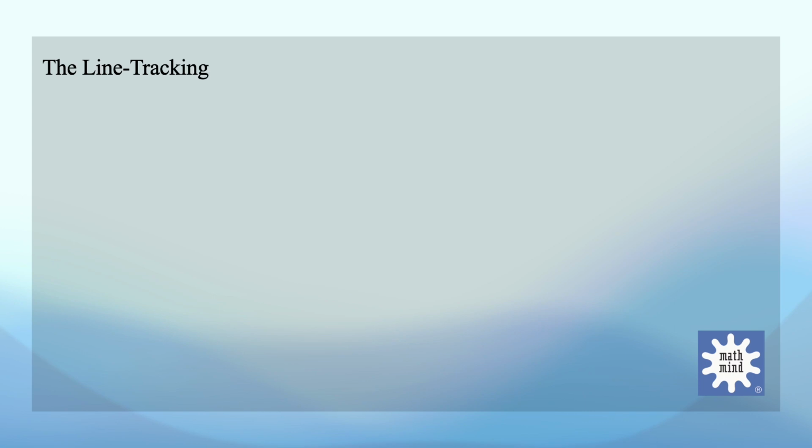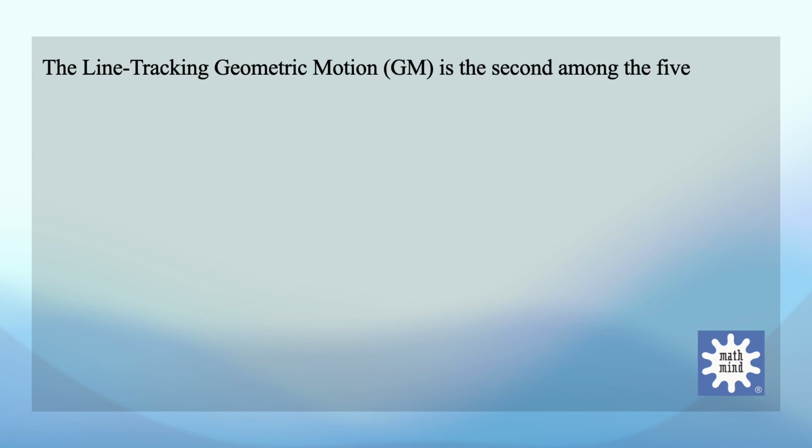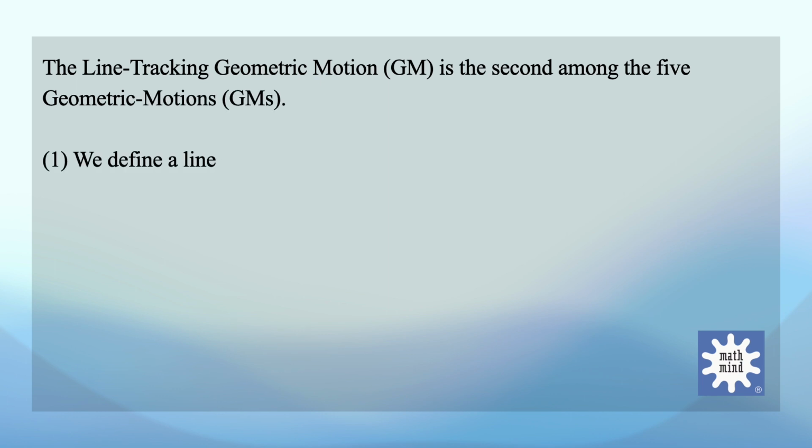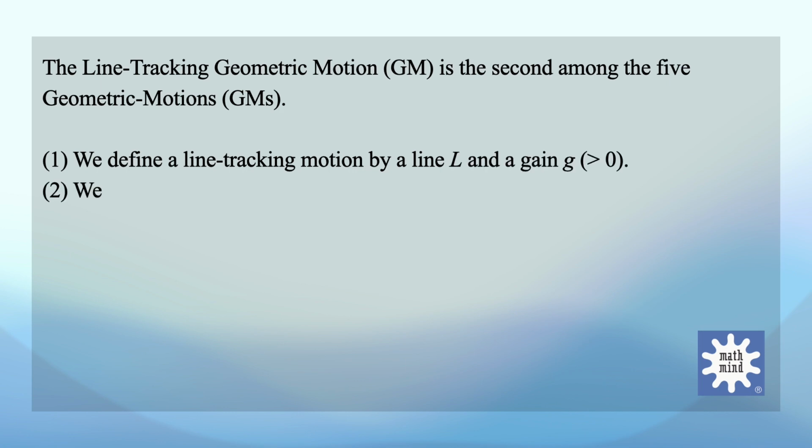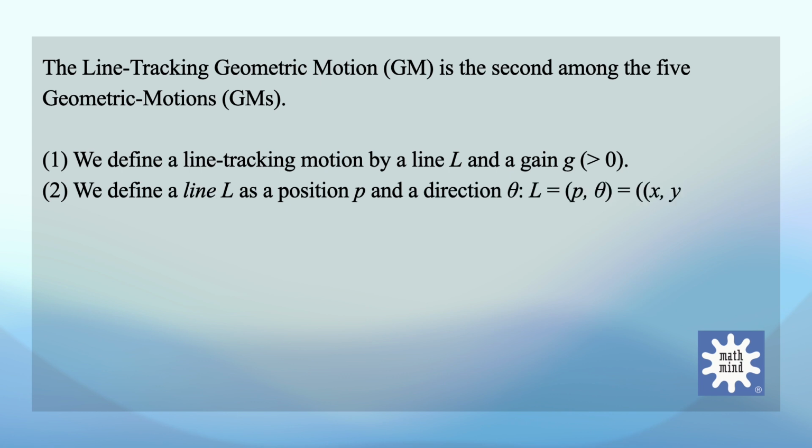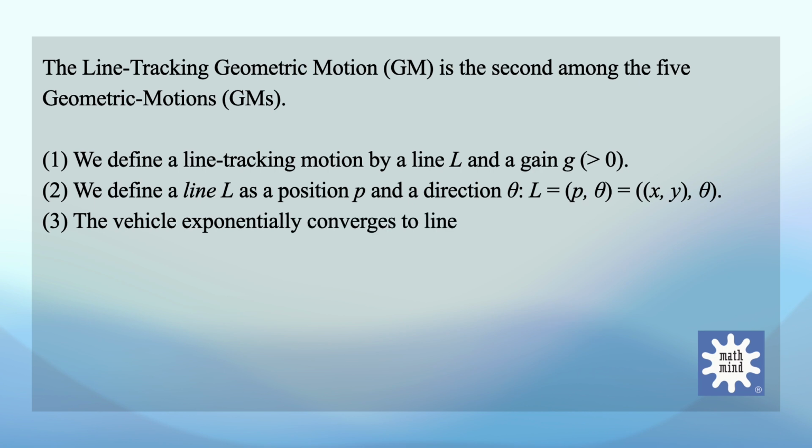The line tracking geometric motion, GM, is the second among the 5 geometric motions, GMs. 1. We define a line tracking motion by a line L and a gain G, greater than 0. 2. We define a line L as a position P and a direction θ, L equals P, θ equals x, y, θ. 3. The vehicle exponentially converges to line L.